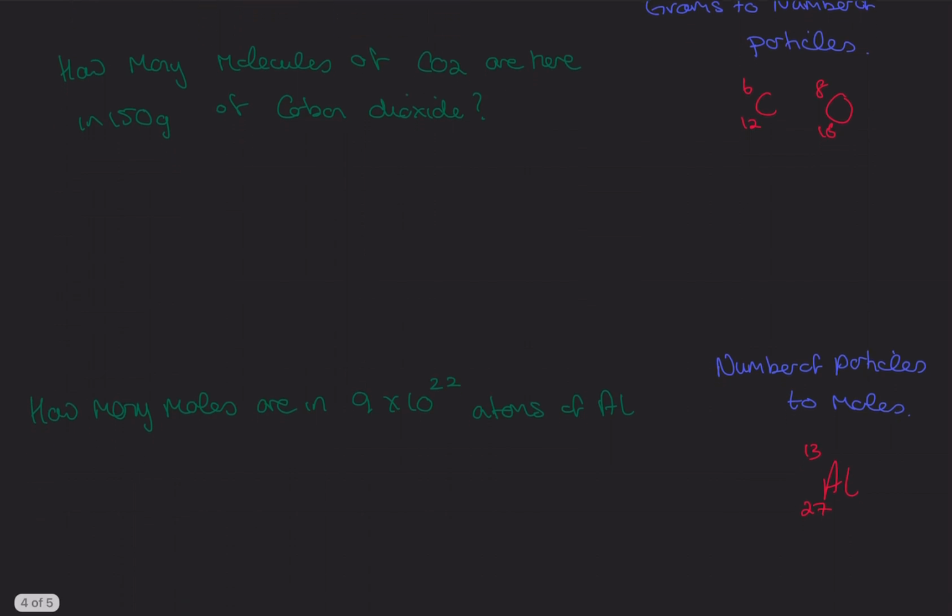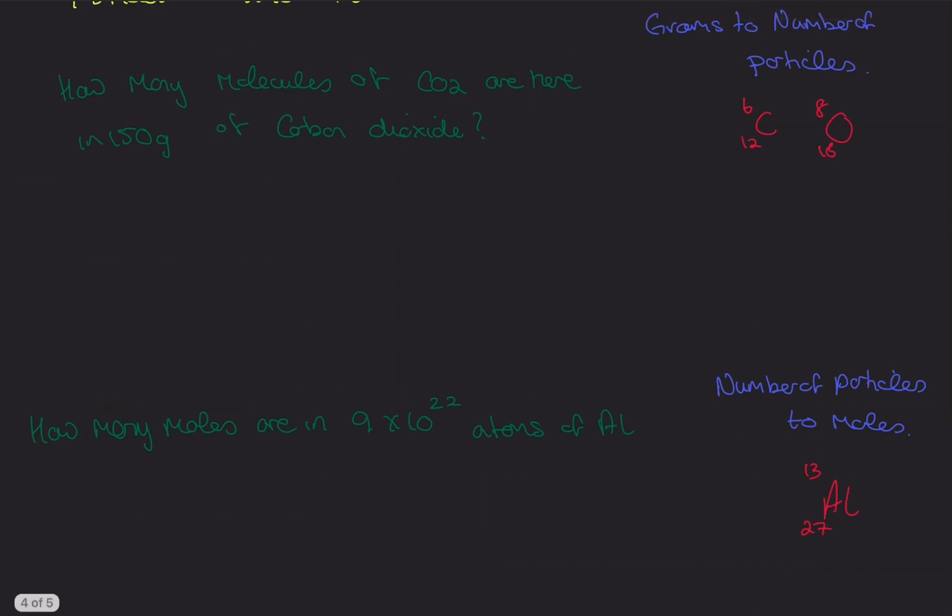Okay, so grams to number of particles. In this question, we're asked, how many molecules of carbon dioxide are there in 150 grams of carbon dioxide? So why don't you pause the video here again and just give it a go. Okay, so we do have a weight. We're given 150 grams. And I have my relative atomic masses over there. So I can find out the relative molecular mass of carbon dioxide. So let's do that. We have 1 carbon and 2 oxygens.